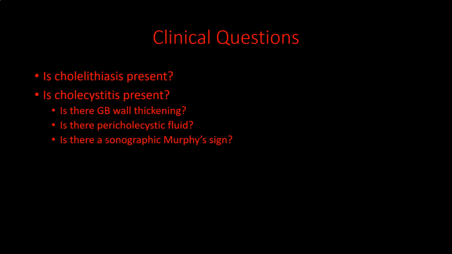So you have a couple of clinical questions. Is cholelithiasis present? Is cholecystitis present? Within cholelithiasis, you're simply looking for gallstones. For cholecystitis, there are a few different markers that can be helpful. Is there gallbladder wall thickening? Is there pericholecystic fluid? And is there a sonographic Murphy's sign? We'll talk about each of those momentarily.